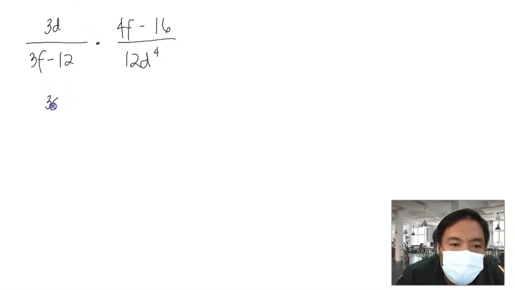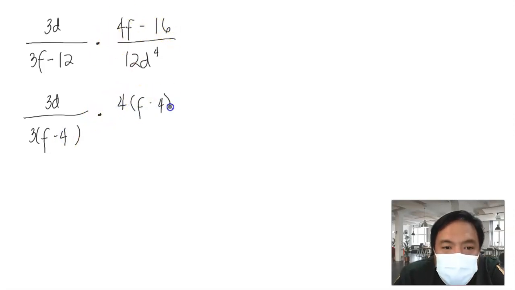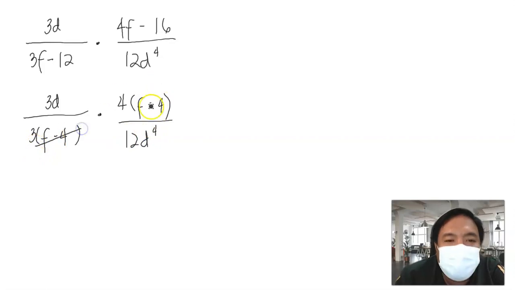3d will still be 3d. How about in your denominator? 3f minus 12. So we can use factoring by GCF. So the factor is 3 GCF, and then what will remain inside is f minus 4. Very good. Times. Or how about the numerator? It will be 4 times f minus 4 all over 12d raised to 4. Oh, maka-cancel out natin yun nasa loob ng quantity kasi pareho sila.